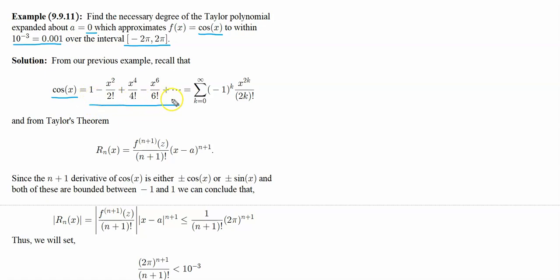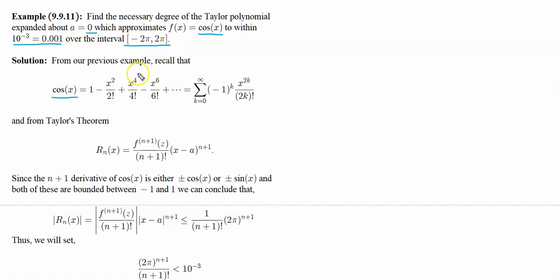We've determined that this does converge to the cosine function because the remainder term went to 0. Now what we want to do with this problem is we just want to approximate the cosine function to within 10 to the negative third for x being between negative 2 pi and 2 pi. So we want to determine how far out in this expansion we need to go to get this degree of accuracy for x in this interval range.